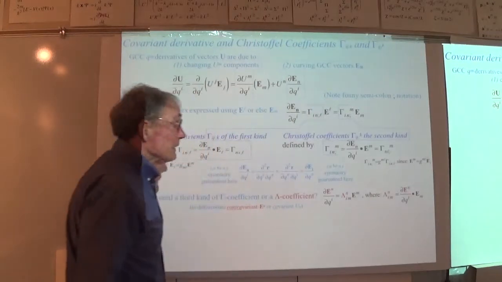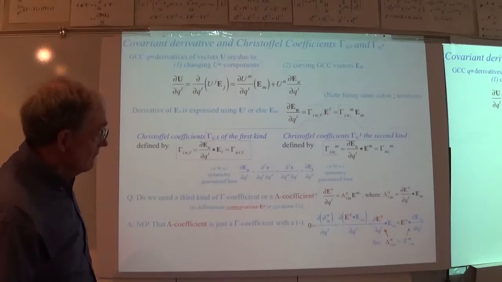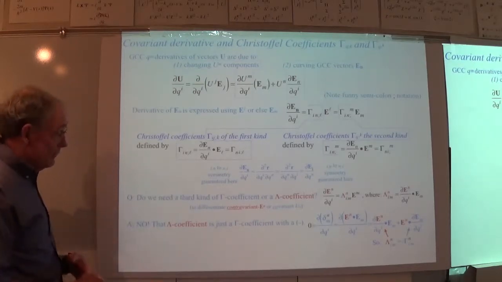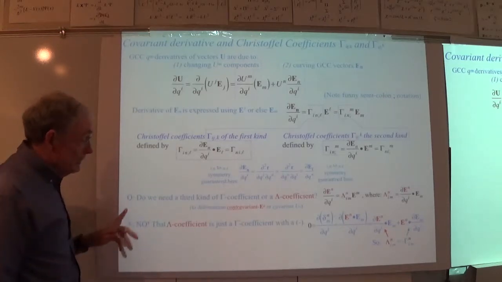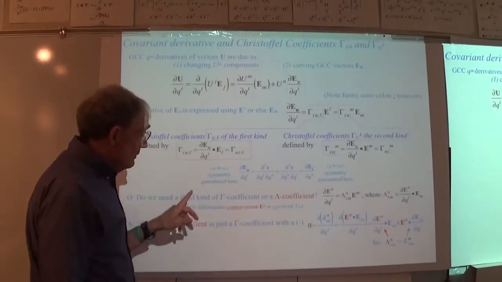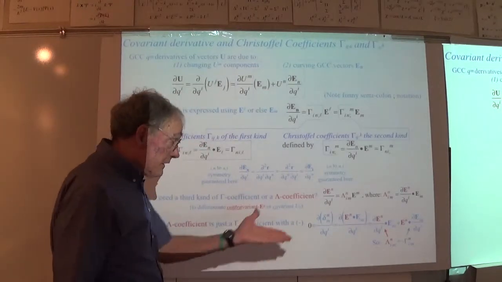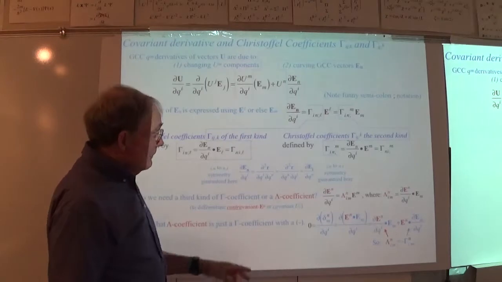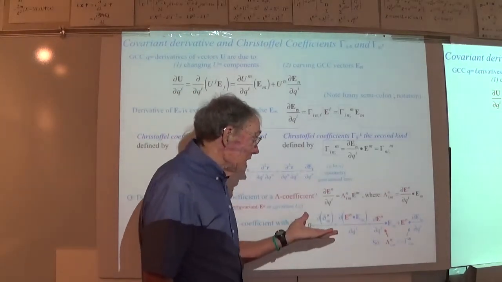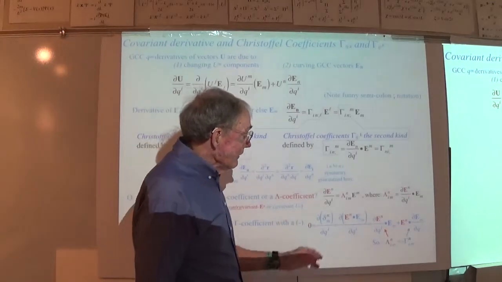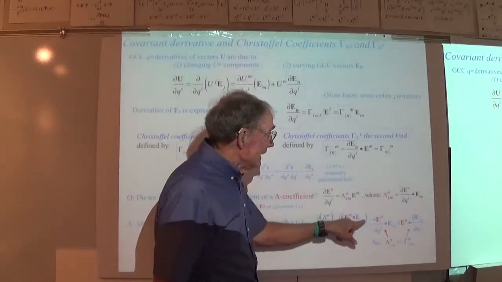But as we find out, and this is what makes it much easier, the answer to this question, do we need a third kind? The answer is no. The lambda coefficient is just a gamma coefficient with a minus sign. And the way you prove that is right here. You realize that the dot product of a contra and a co, that's the whole point of having contra and co, is to make an orthonormal, mutually orthonormal pair.